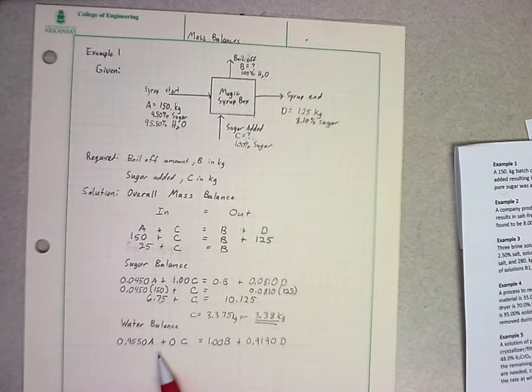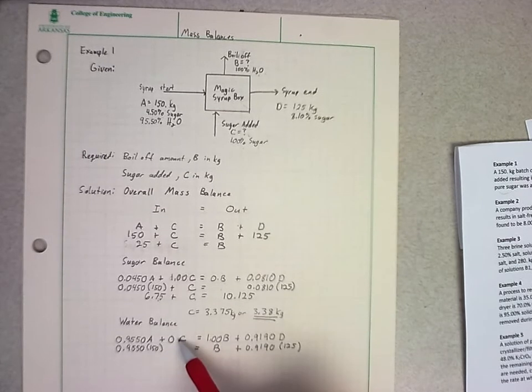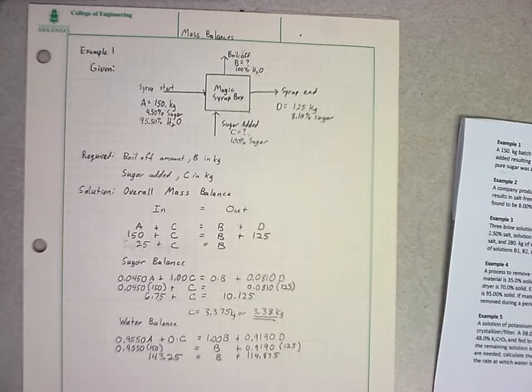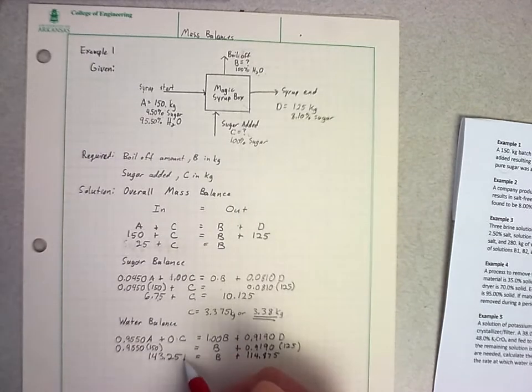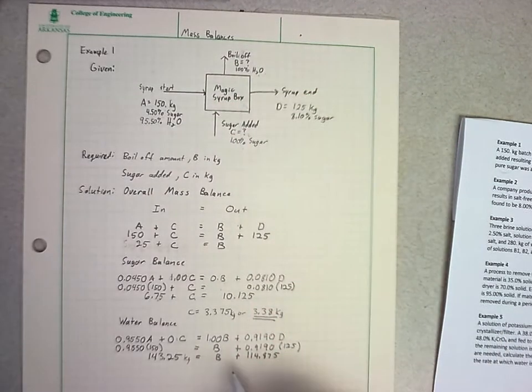So again, I have that for my water balance. For now I'm just going to put in that new A and D to start with, although technically I know C. So again, just putting in the 150 for A, the 125 for D. Doesn't matter that I know C, because C gets multiplied by 0 and goes away in this case. So let's simplify. So I get that there are 143.25 kilograms of water coming in that was all in stream A.